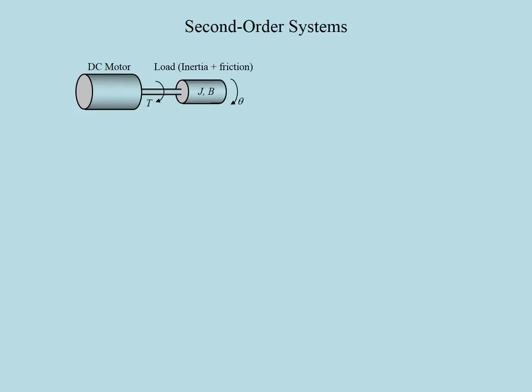Modeling such a DC motor is quite simple. We assume that the torque is proportional to the current. In other words, the torque is equal to K sub T times the current I. Here, K sub T is known as the torque constant or the motor constant. To derive the transfer function, let us first write the torque balance equation. The torque generated by the motor will be equal to the sum of the torque to accelerate the load and the torque to overcome the friction.